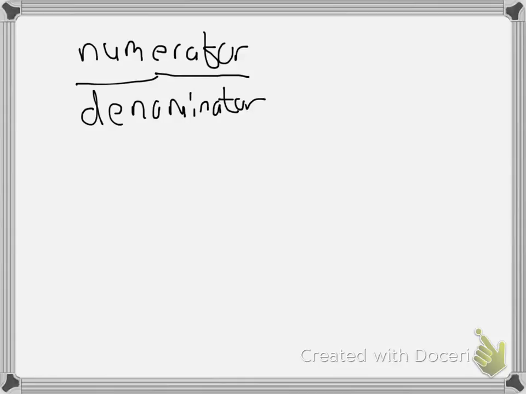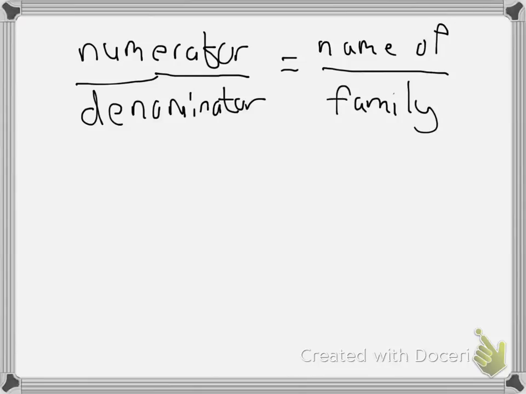Now, if we go back to the Latin abbreviation of these names, numerator kind of stands for name of, and denominator stands for family of, or class of. So, bearing that in mind, if we think of a simple example, if we want to add these two fractions together, we have a problem because they come from different families. So the first fraction comes from the family of 3, and the second one comes from the family of 4. So how can we add them together?